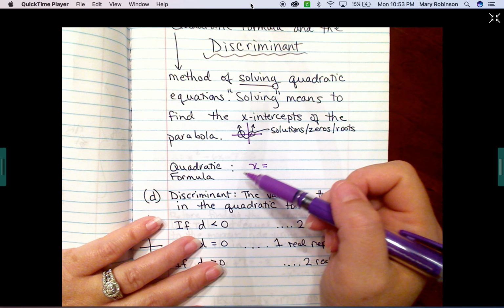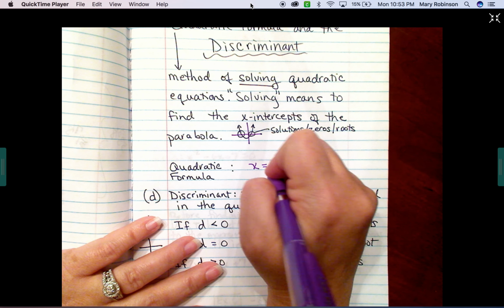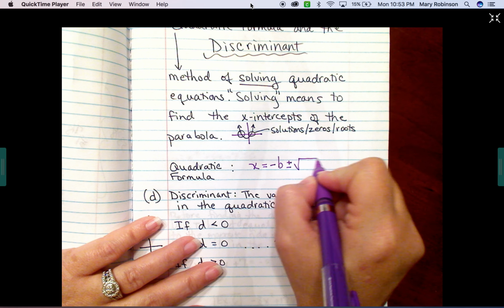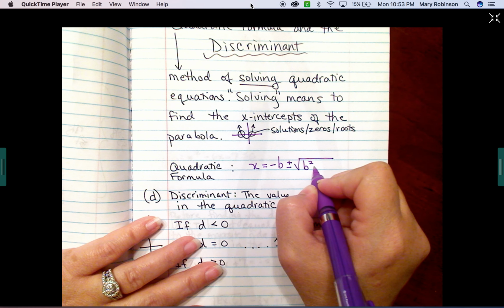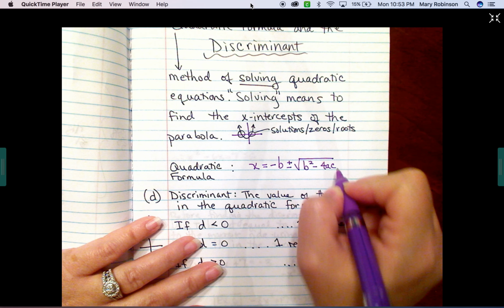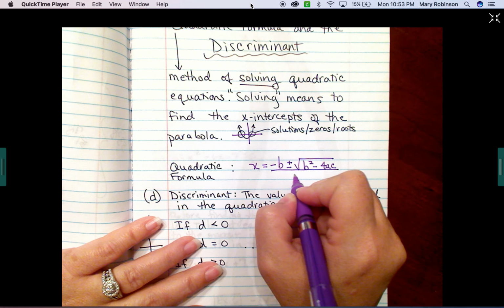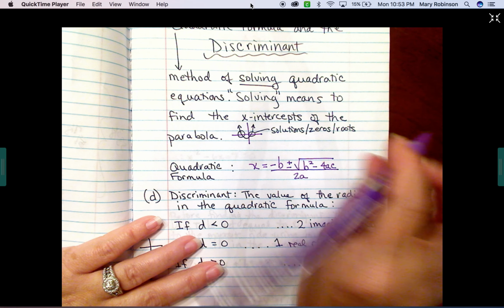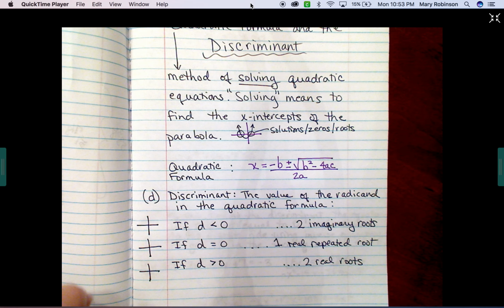So the quadratic formula is x equals the opposite of b plus or minus the square root of b squared minus 4 times a times c all over the product of 2a. I know that seems funny right now, but you are going to know it.